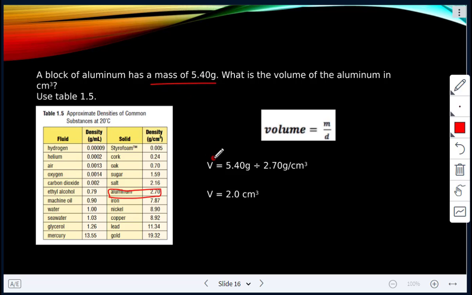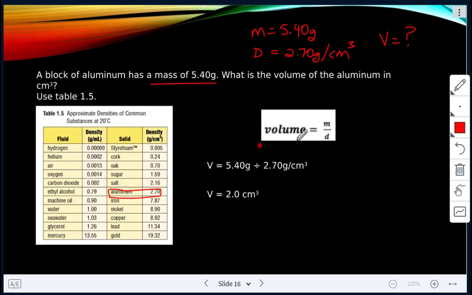So now we have the mass and we have our density. So I'm just going to note that down here. We know our mass is 5.40 grams, and we have our density, which is 2.70 grams per centimeters cubed. And we need to solve for volume. So volume is what we need to solve for.